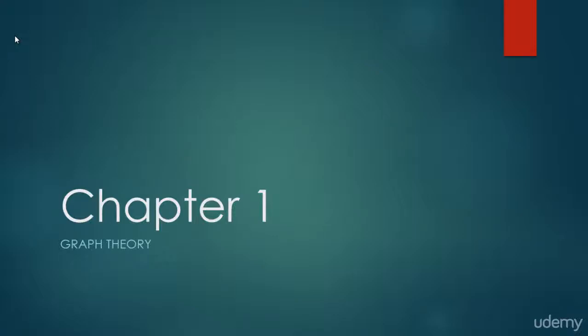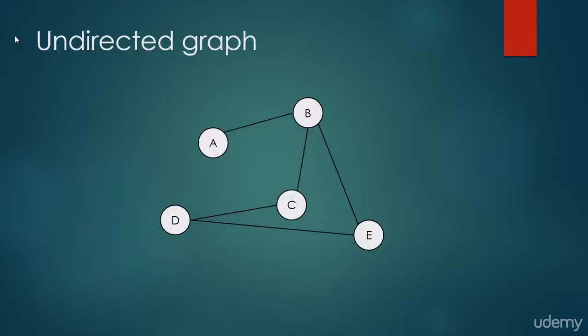Hi, in this video we are going to talk about the theoretical basis of graphs, Hamiltonian cycles and Eulerian cycles. So let's get started. There are two main types of graphs, the so-called undirected and directed graphs. As you can see in this illustration, this is a typical undirected graph, which means that you can get from, for example, A to B, and you can get from B to A.